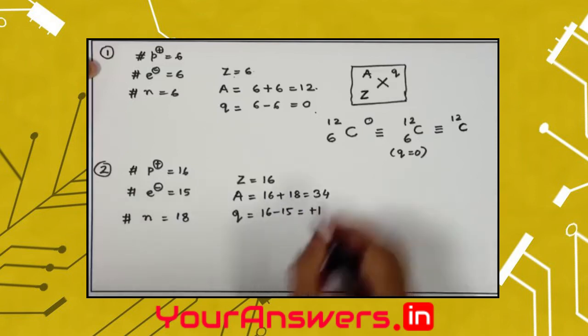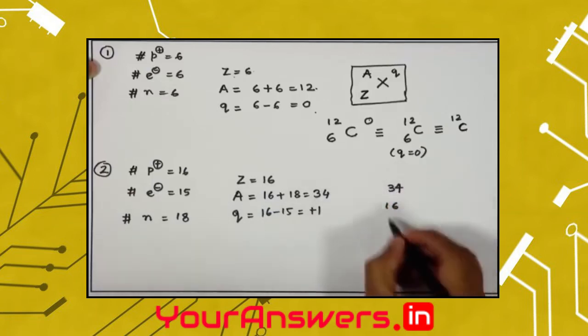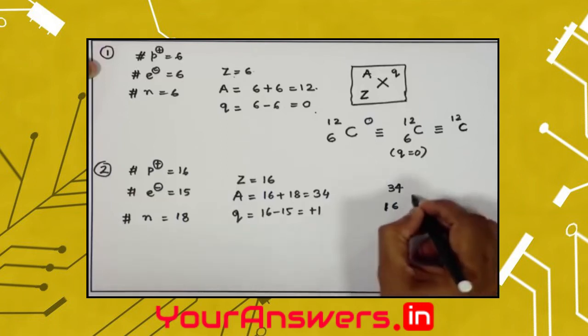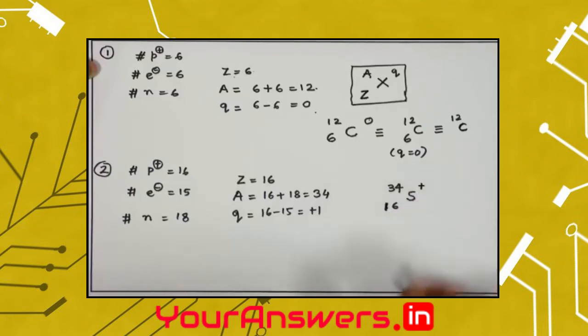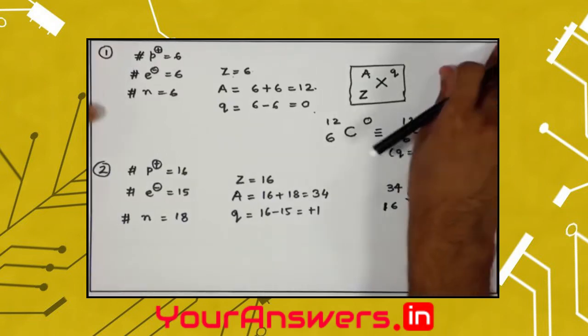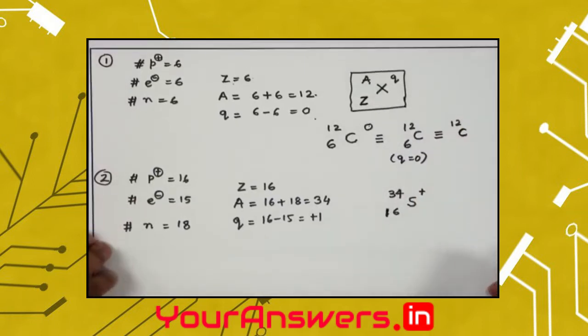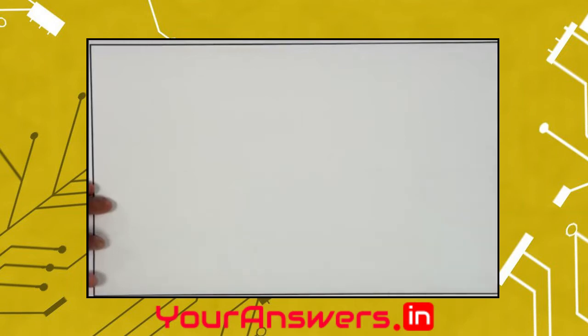How would I write this down in the shorthand notation? Of course, Z is 16, A is 34. If Z is 16, then the symbol is sulfur and the charge is 1 plus. So this is the atom that I found out. We'll take two more examples and try to understand what more information we can get.